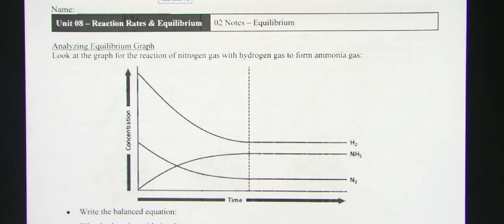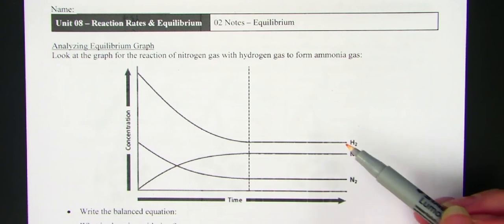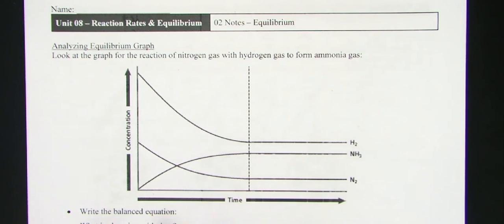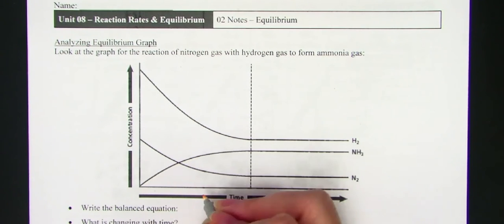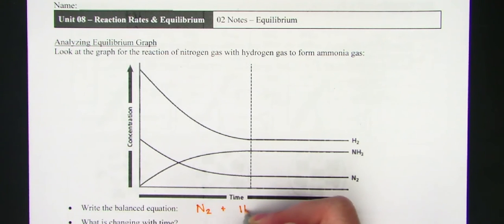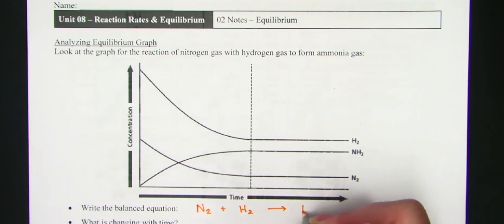This is the 8.2 notes on equilibrium. So if we look at this graph, this is a graph of the formation of ammonia gas from nitrogen gas and hydrogen gas. So the first thing it asks us to do is write the balanced equation. So I have nitrogen gas reacting with hydrogen gas, producing ammonia gas.